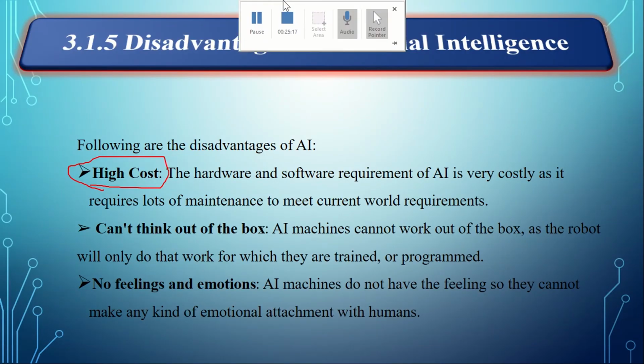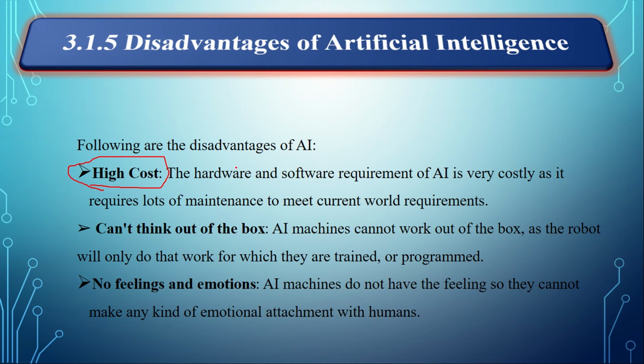So an AI system is very difficult to build, to train that machine, from initial data collection up to implementation and the testing phase. It requires high cost in capital, in human labor, in human skill, including hardware costs. So hardware and software requirements make AI very costly, as it requires lots of maintenance to meet current world requirements.